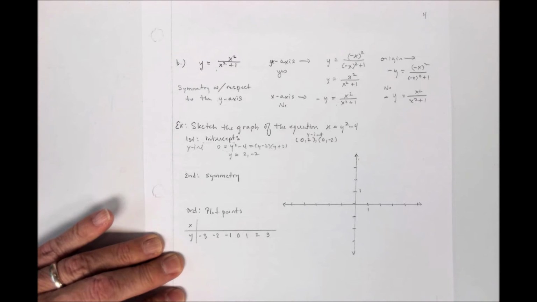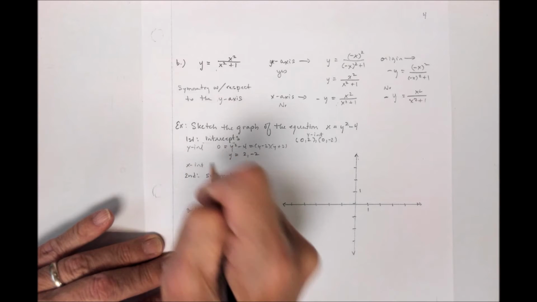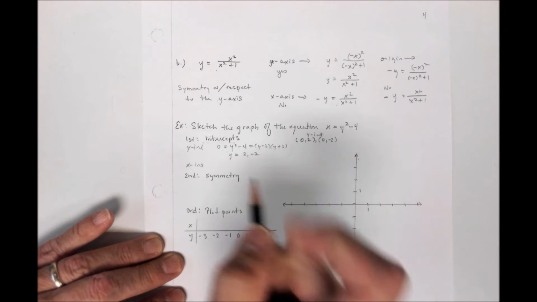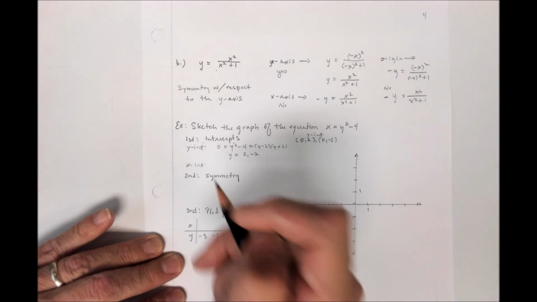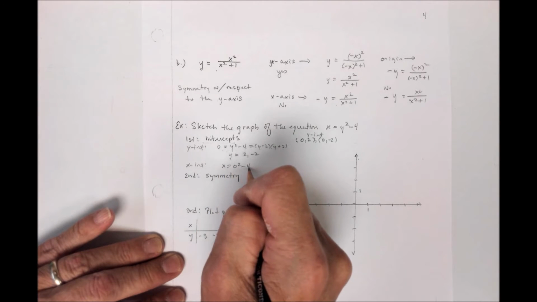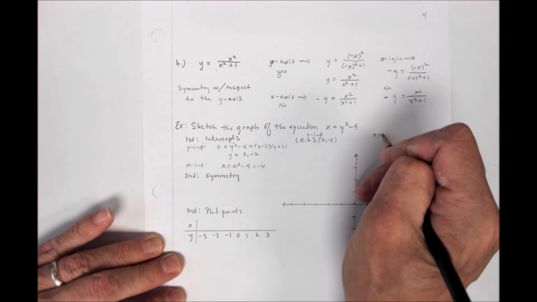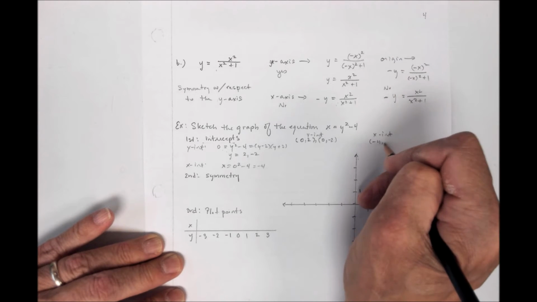There they are. And I'm going to check for x-intercepts. So I plug in y equals 0, and I get x equals 0 squared minus 4, which is negative 4. So I have an x-intercept at (negative 4, 0).